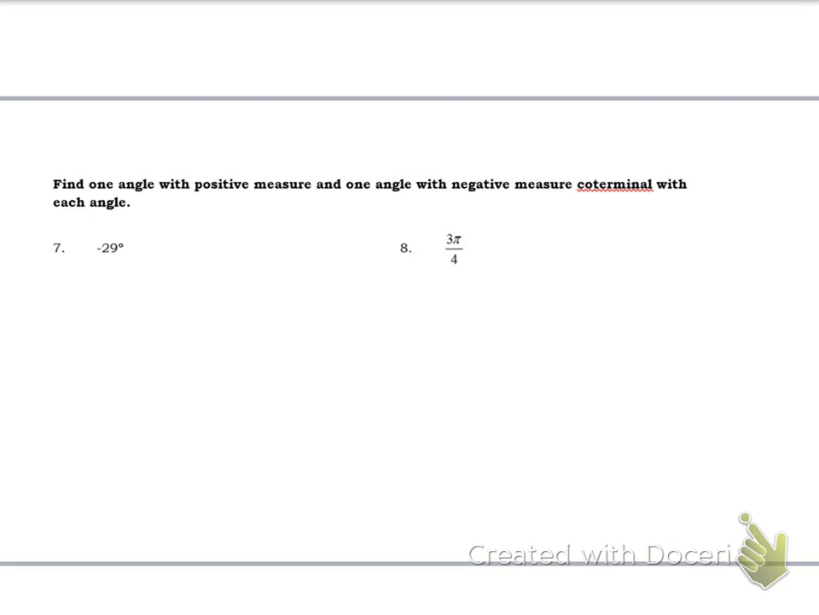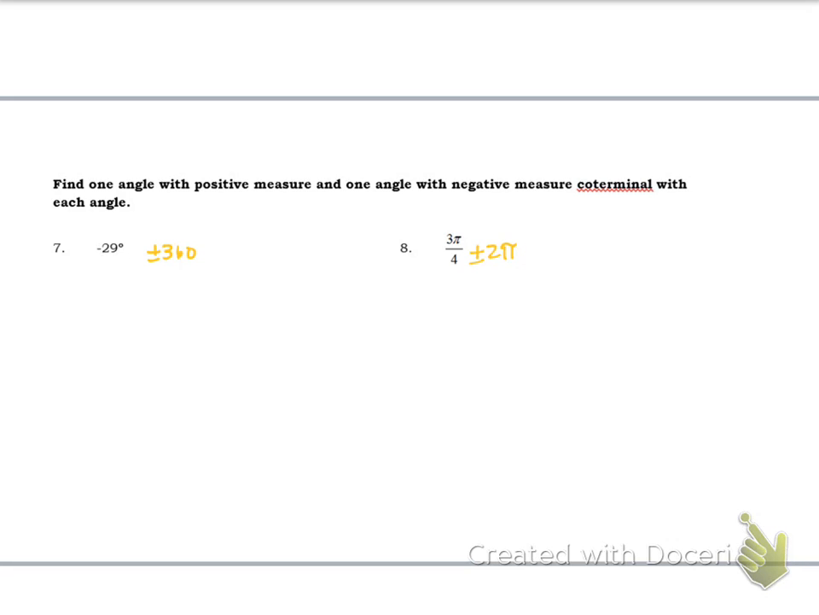Okay, find one angle with the positive measure and one angle with the negative measure of the coterminal of each angle. So degrees, we add and subtract 360. Radians, we add and subtract 2 pi. So if you have the L calculator, just type in 3/4 plus 2, 3/4 minus 2. Otherwise, we'll have to change to common denominators.